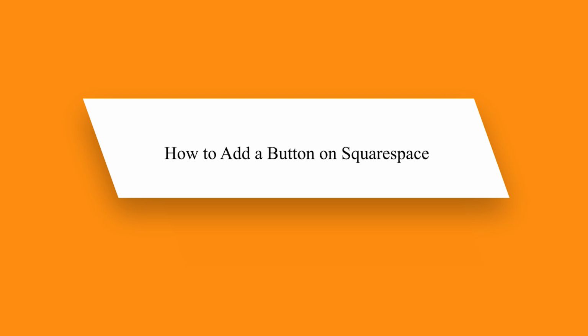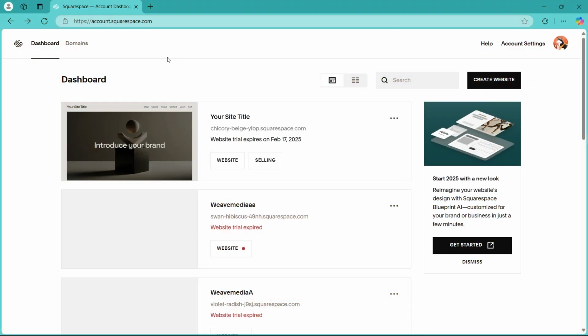So, in order to do this, first of all, navigate to Squarespace and log in using your user credentials. After you do this, you'll be on your dashboard. Here, you'll have to simply click on the website where you want to add your button. Click on the website icon just after that.